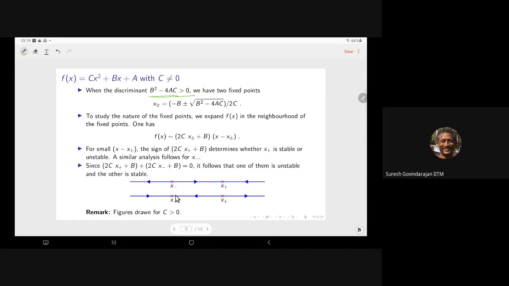Okay. So then we know that f(x) equal to 0 is just the roots of the quadratic equation. And so lo and behold, we get two fixed points, which we call x plus and x minus. Okay. So now it's more complicated to do the analysis. And what we will do is we'll expand f of x in the neighborhood of the fixed points. Okay, so you can just go ahead and do a Taylor series. First non-trivial term.